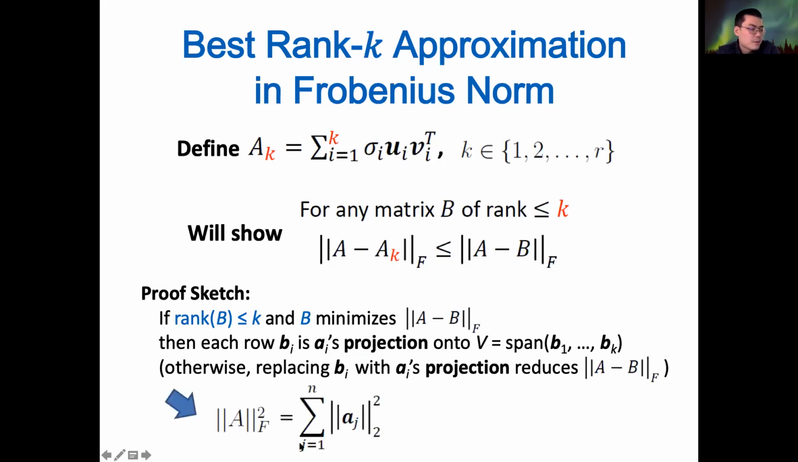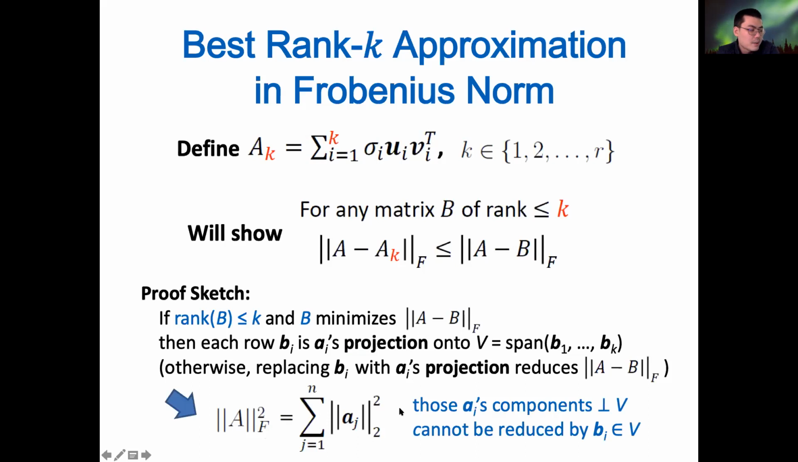So put simply, this is the Frobenius norm of A, so this is each row squared. And we can show that Ai's component perpendicular to V, where V is a spanning of V, cannot be reduced by V, okay?